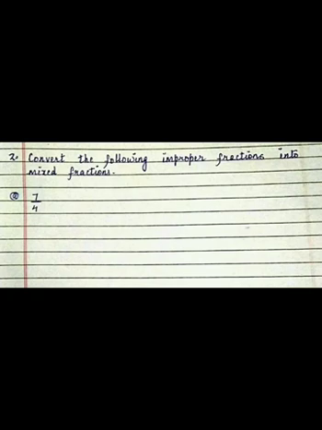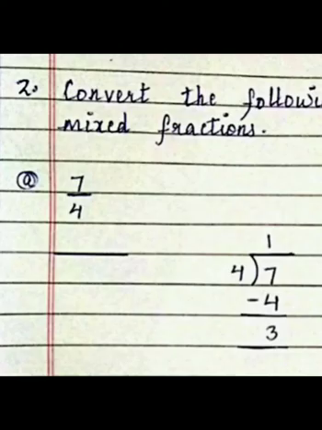Question number 2. Convert the following improper fractions into mixed fractions. Question number A, we have 7 by 4. To convert into mixed fractions, we need to divide the numerator by the denominator, and we will have a whole number part and a fraction part. When we divide the numerator by the denominator, 7 by 4, we get 4 into 1 is 4. 7 minus 4 is 3, and we get the remainder 3.